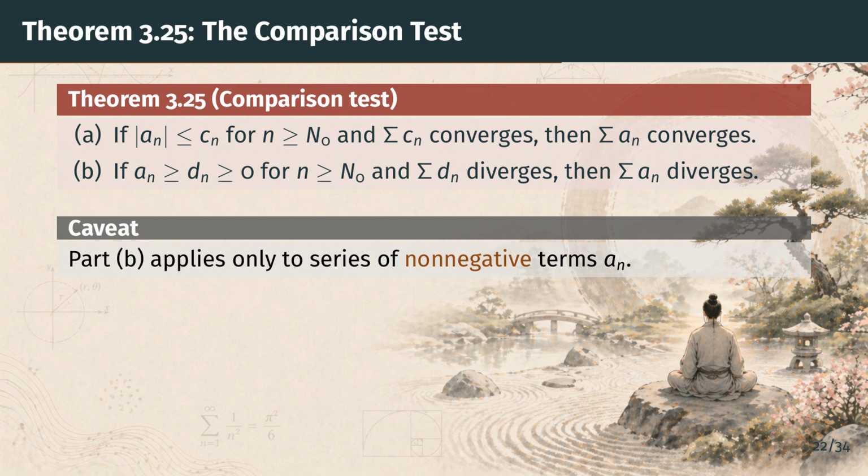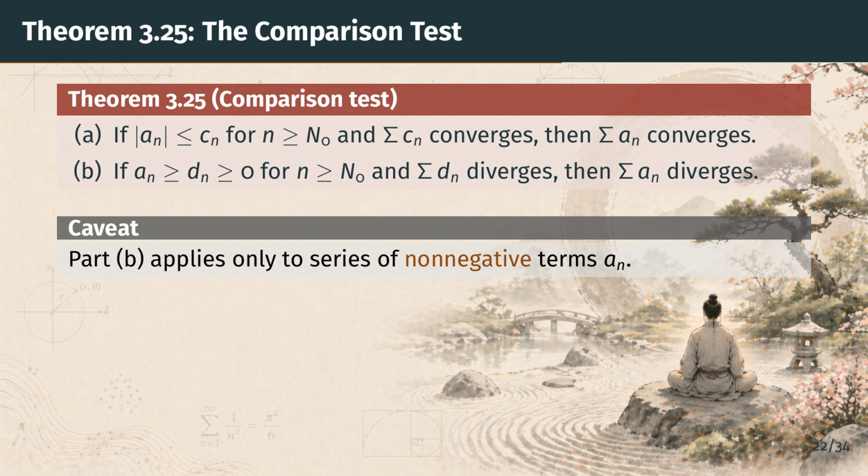Theorem 3.25 is the comparison test. It comes in two halves. Part A is the convergence half. If, past some fixed index n sub 0, the absolute value of a sub n is dominated by a non-negative number c sub n, and the dominating series of c sub n converges, then the original series of a sub n converges as well. The terms a sub n themselves can be complex.